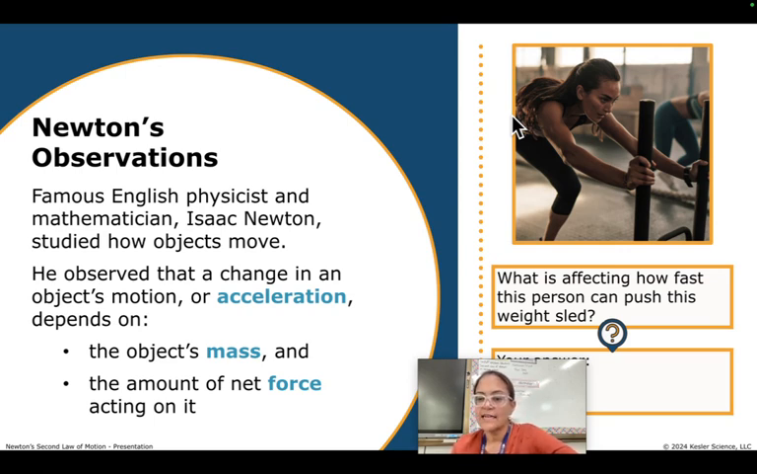So what is affecting how fast this person can push this weight? So this device she is pushing has weights attached to it. And so what is affecting how fast she can push it? It would be how much weight is on it. So how many weights have been added to it? What is the mass of them? The more weights that are on top of it, the more mass it has, the more she's going to have to push to get it to move, which is kind of the point of doing that exercise.